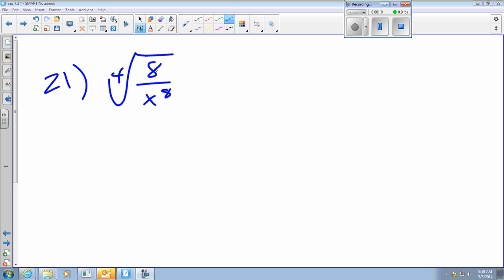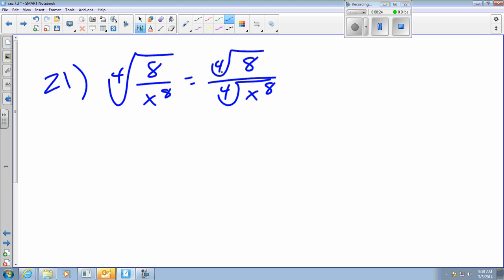If we're taking the fourth root of this, the first thing we look for is, can we simplify anything under the radical? It doesn't look like we can, so I'm going to split it into its two parts. The top, because 8 is not the fourth root of anything, we can't simplify that. The bottom, 8 divided by 4, gives me x squared.